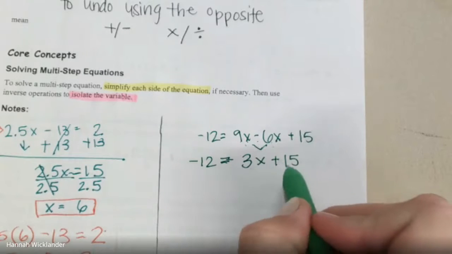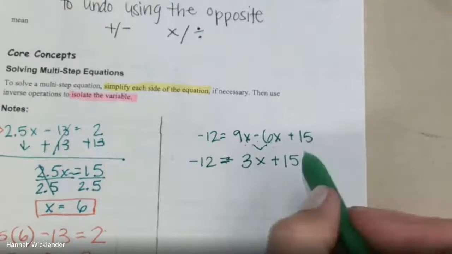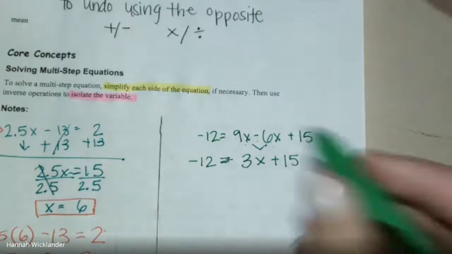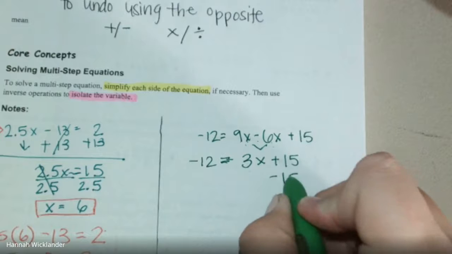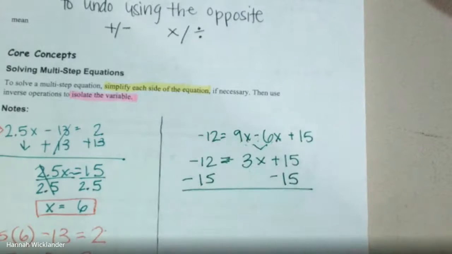So I have 3x plus 15 equals negative 12. In order to get the 3x by itself, I need to get rid of positive 15. And in order to do that, I'm going to subtract 15 from both sides because it's adding. So I'm going to do the opposite. What I do to one side of the equation, I must do to the other.